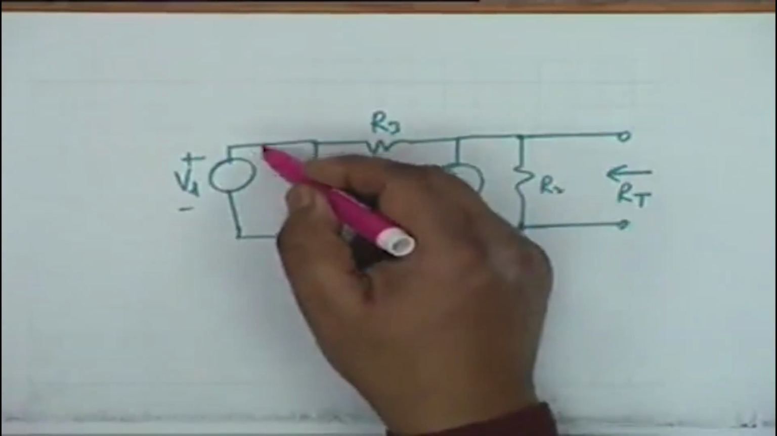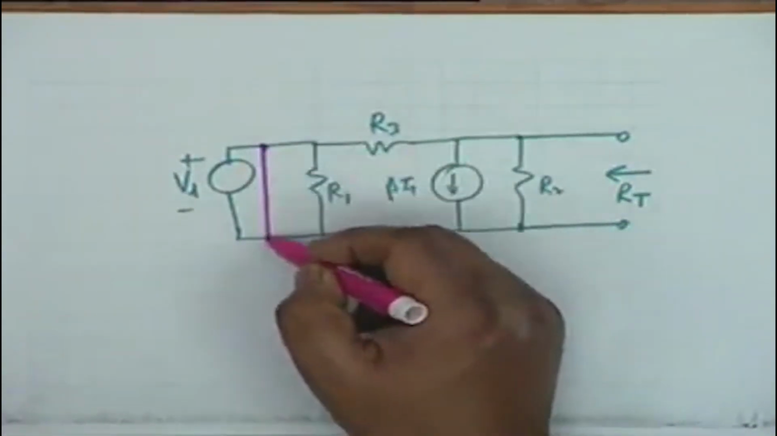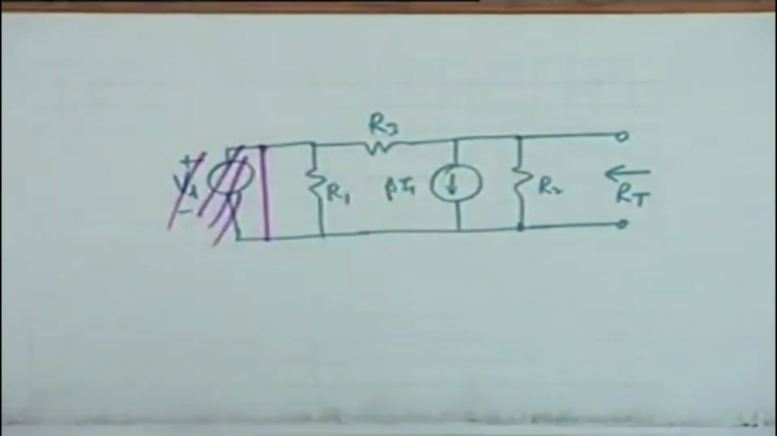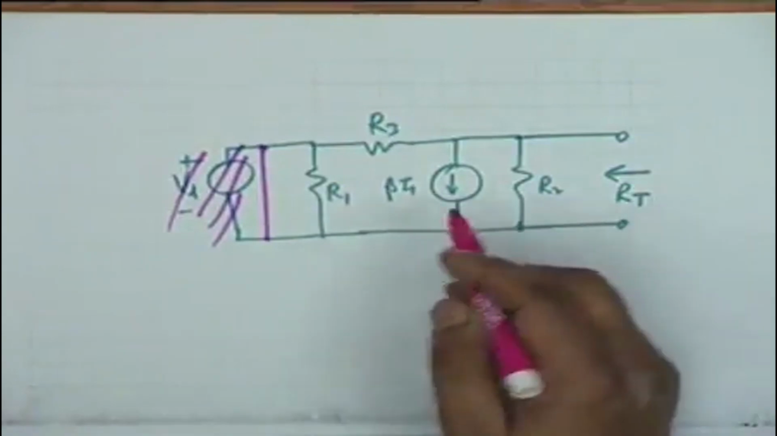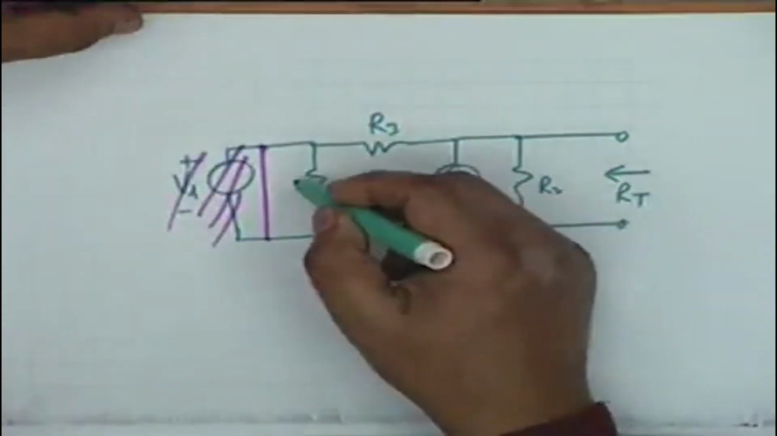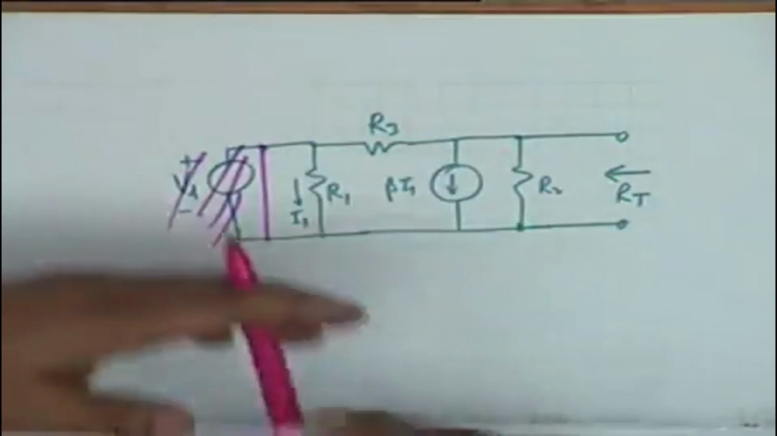So what I do is I short circuit this. That's the only thing that I have to do, isn't it? This is the only independent source, and killing it means that I short circuit this. I do not touch beta I1. Recall that this is I1.